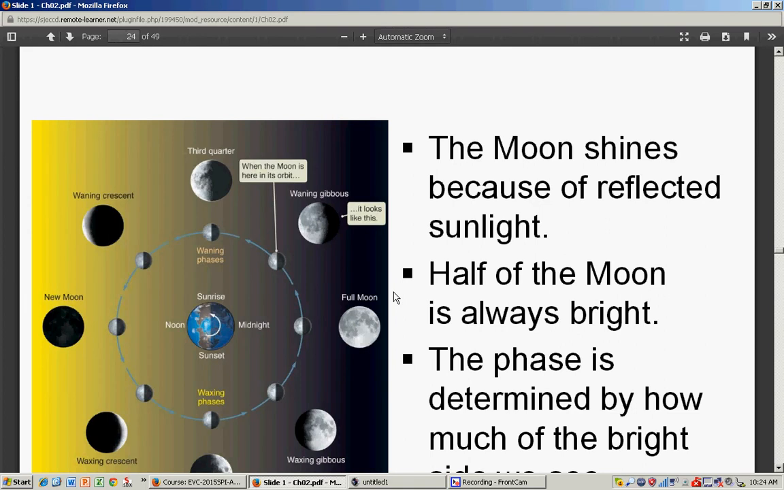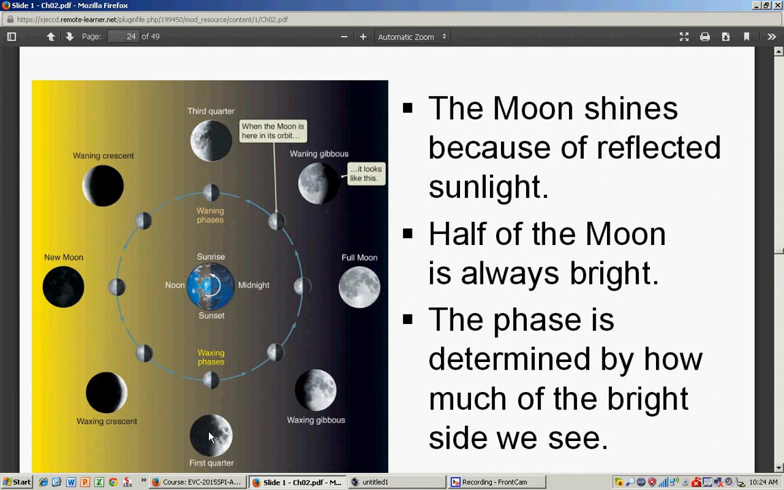But let's take a look at the phases themselves. What do you need to know about phases? There are two major sequences of phases. The first sequence is called waxing. Waxing phases are phases that start with the new moon, and the new moon is a phase in which you don't see anything in the sky.